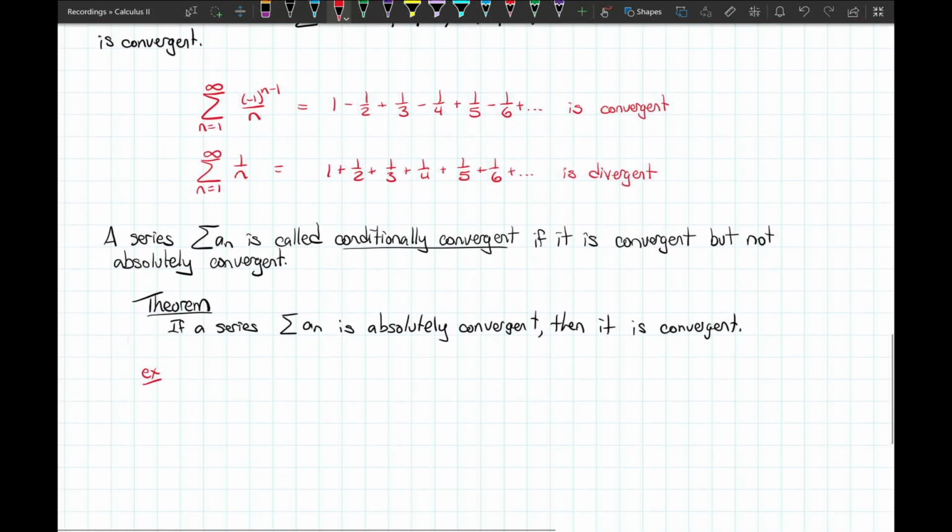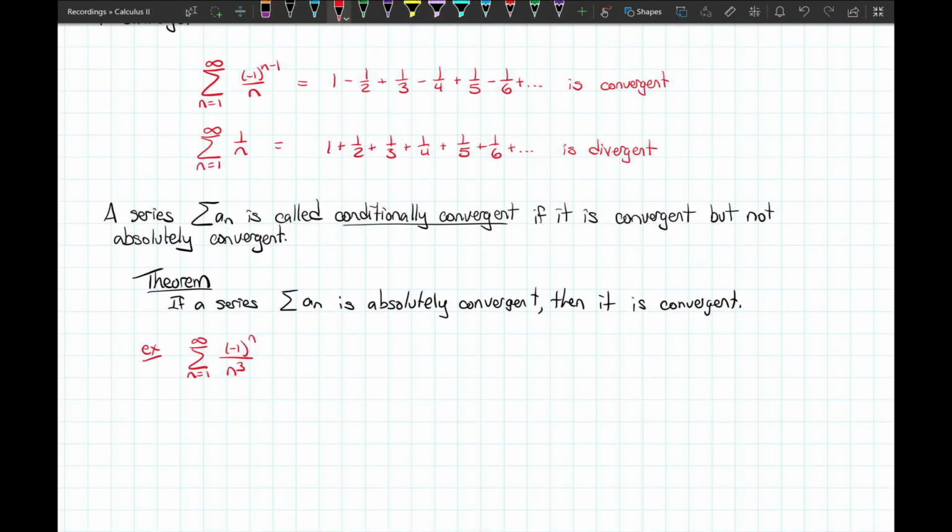As a quick example, let's take a look at the series negative 1 to the power n over n cubed. Of course, this is an alternating series on its own, and the first term is going to be negative. This is negative 1 plus 1 over 2 cubed minus 1 over 3 cubed plus 1 over 4 cubed minus 1 over 5 cubed. Rather than seeing whether or not this is convergent by the alternating series test, why don't we just see if it is absolutely convergent?